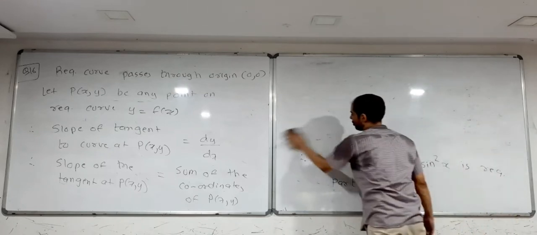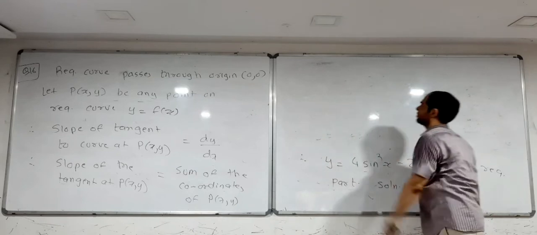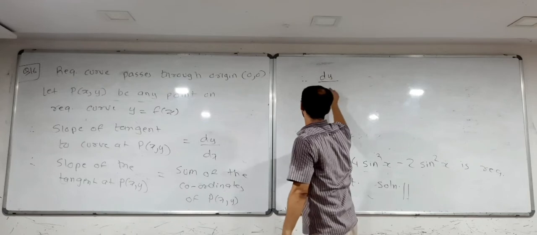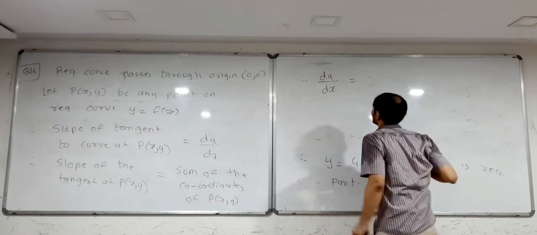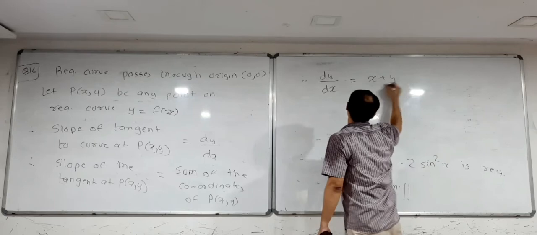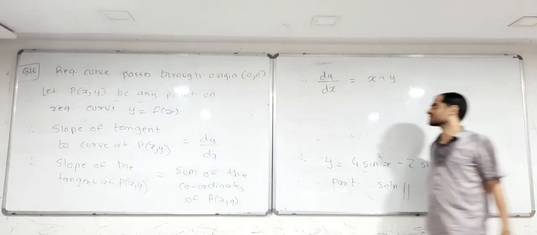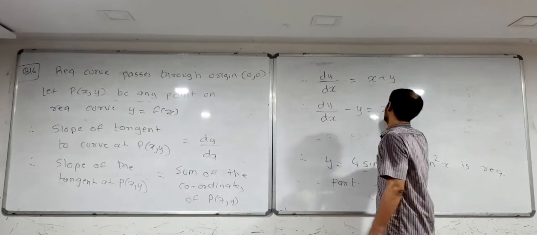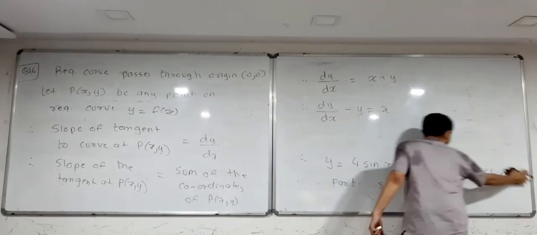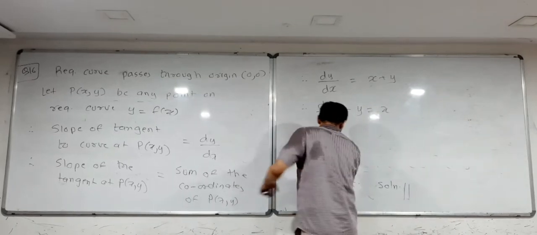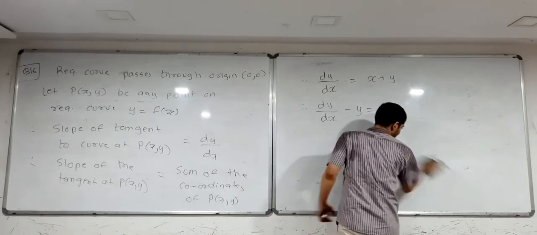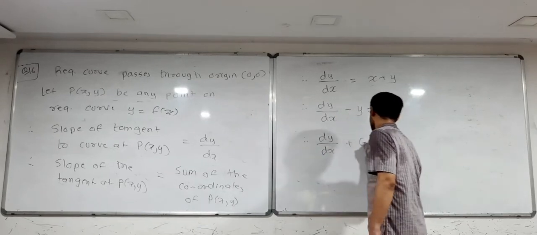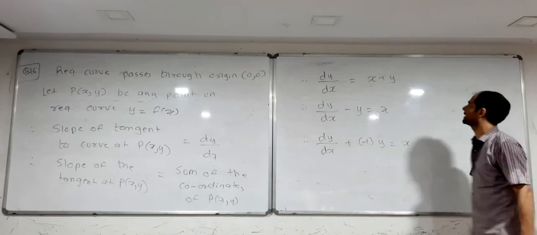Therefore, what is given? Slope of the tangent at any point (x,y). The first two steps you don't need to write. So dy/dx, the slope of the tangent at any point (x,y), is equal to the sum of the coordinates. So dy/dx is equal to x plus y. So dy/dx minus y is equal to x. Convert this into a linear differential equation of the first type, simple. So therefore dy/dx plus (-1) into y is equal to x.